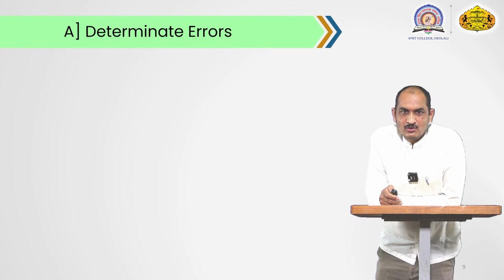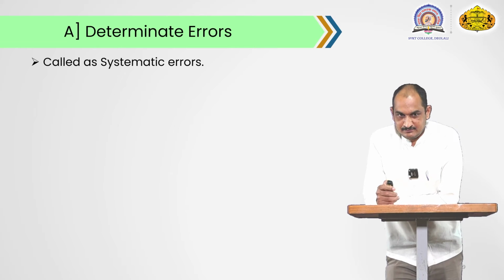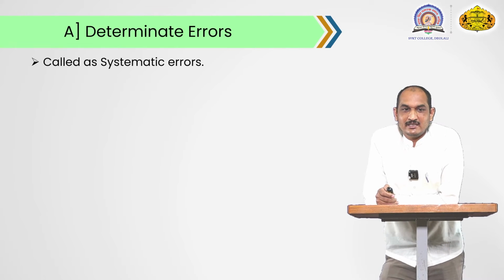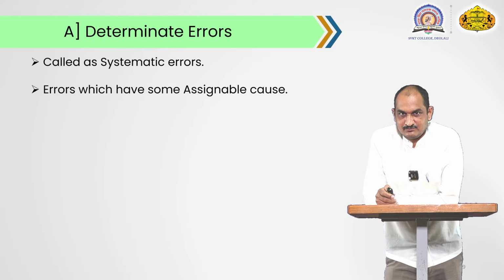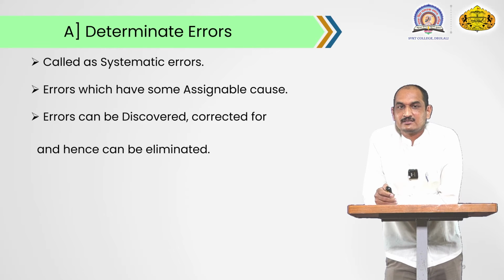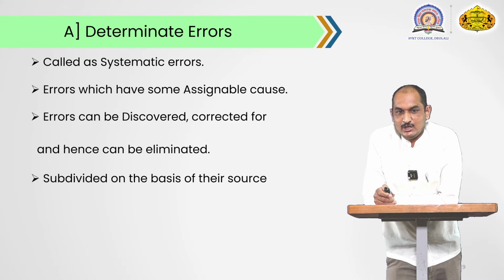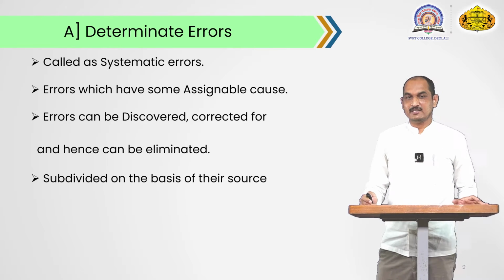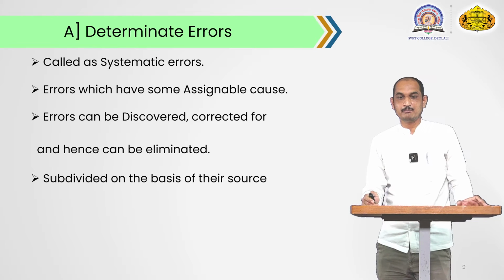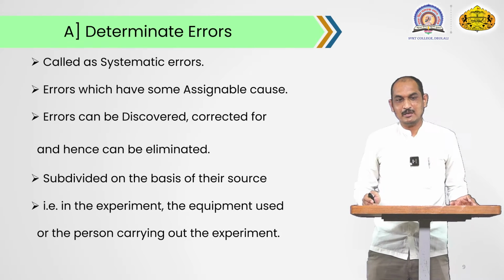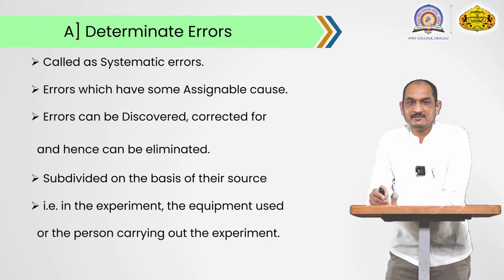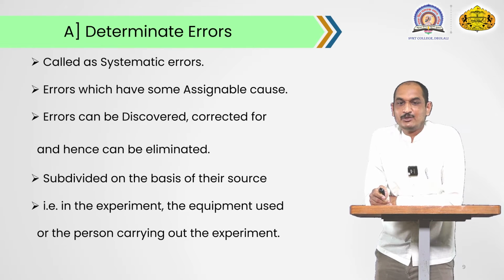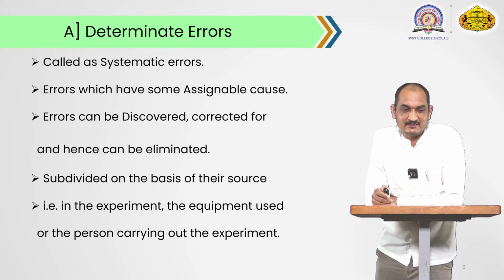Now, the first type is the determinate error. Generally, the determinate error is called the systematic error. The determinate errors have some assignable causes, so the errors can be discovered, corrected and hence can be eliminated. The determinate errors are subdivided on the basis of their sources. For example, the errors in the experiments, the errors in the equipment used for the analysis, or the person carrying out the experiment.